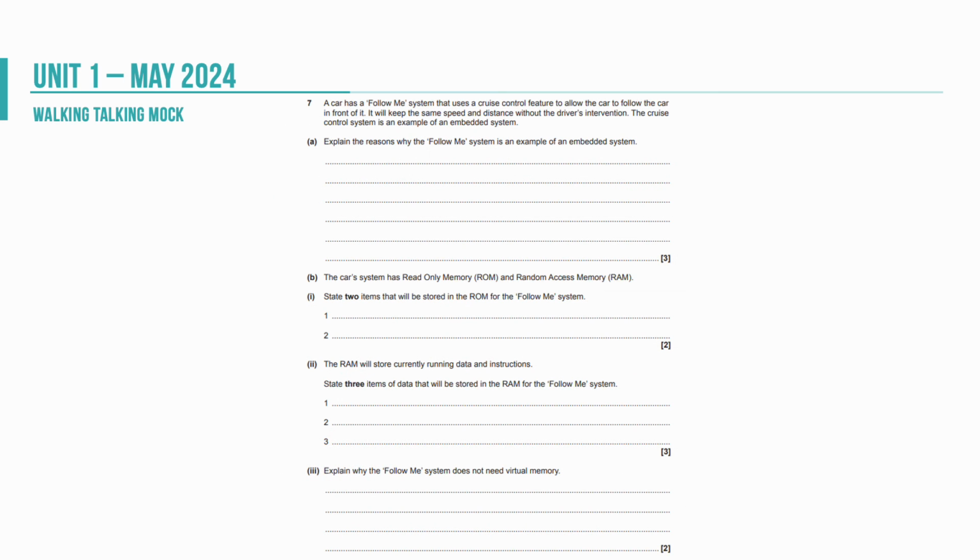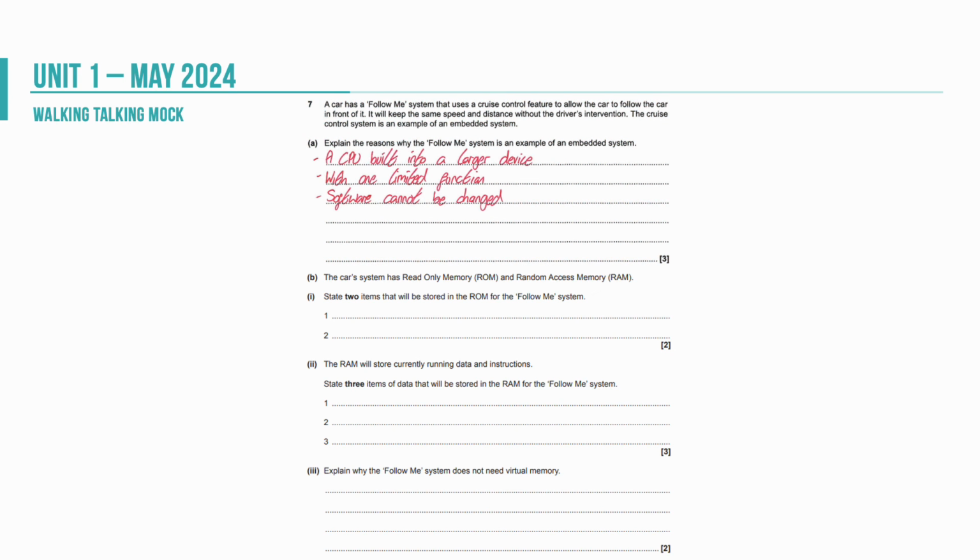I think this is probably then the final page, question 7, and they like to finish with some questions around embedded systems. So there's a new system, and that's going to be a cruise control for a car. And the first thing it asks you to do is explain, why is that an embedded system?